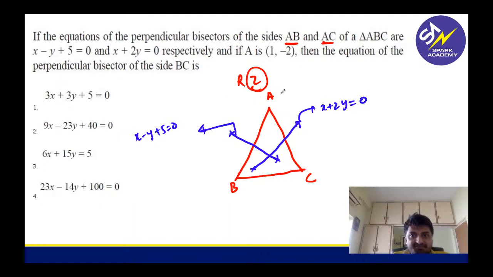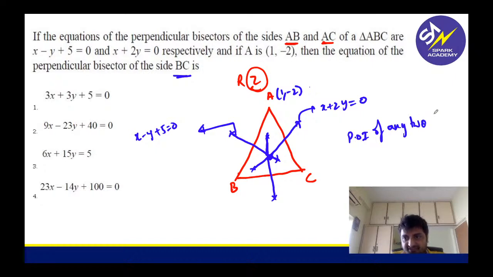What else is given, guys? This is 1 comma minus 2 is given, right? A is given. Now he is asking us what is the perpendicular bisector of the side BC, right? So again for BC I can find out. Alright. Now what are the two things you know, properties of perpendicular bisectors, right? The point of intersection will be the same, right? The point of intersection of any two perpendicular bisectors is the same.